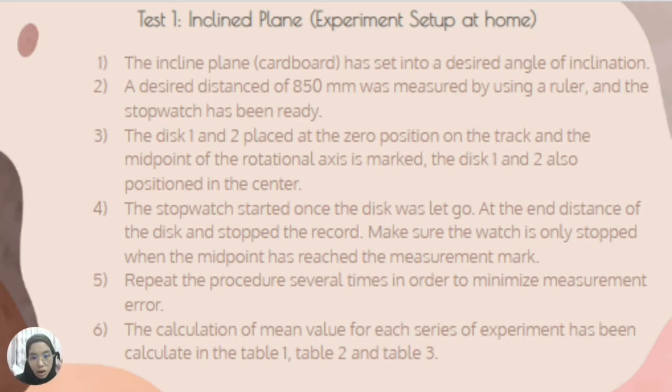Once the disc is let go, at the end distance of the disc, stop the record. Make sure the watch is stopped when the midpoint has reached the measured mark. Repeat the procedure 3 times in order to minimize measurement error. The mean value for each series of experiments has been calculated in Table 1 and Table 2, and also in Table 3, the test case.